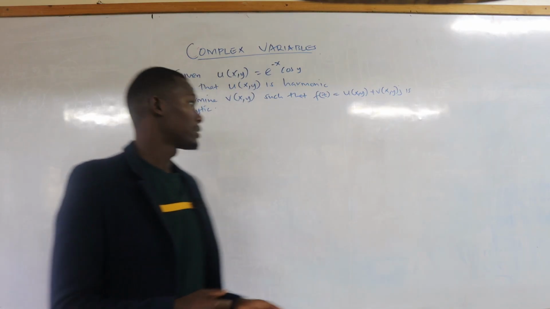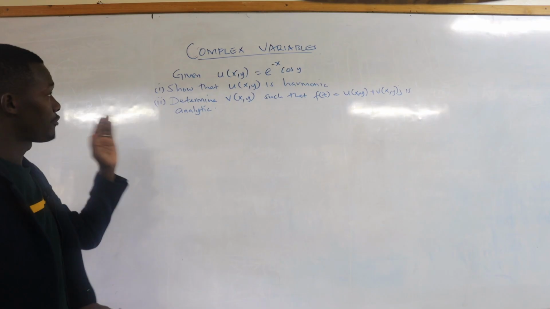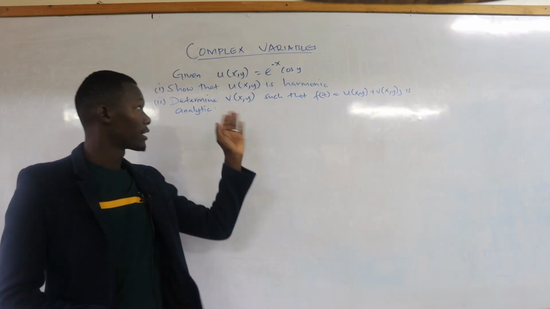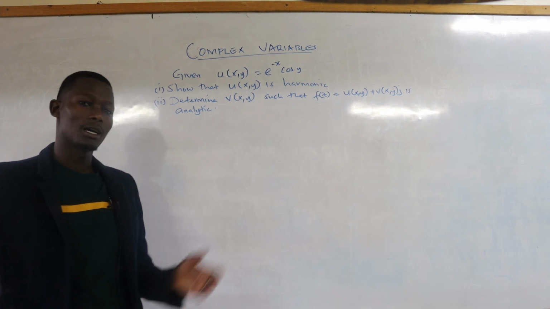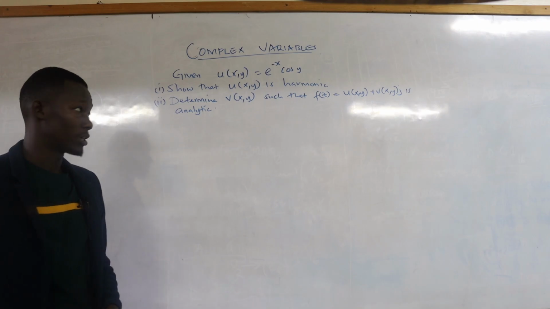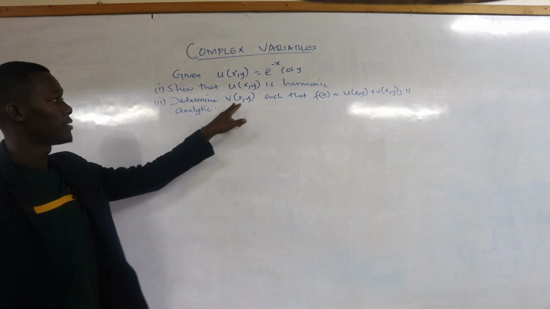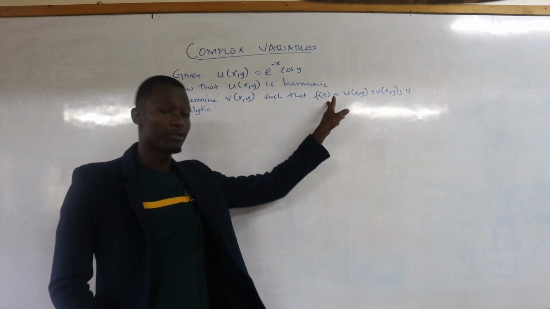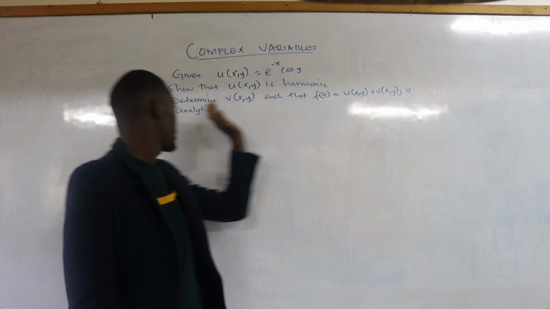We start today with an example. Given the function u, which is a function of x and y, given by e to the negative x, times cosine of y. The first part is to show that that function is harmonic. Then the second part is to determine the conjugate, that is v as a function of x and y, such that the function f of z is analytic.